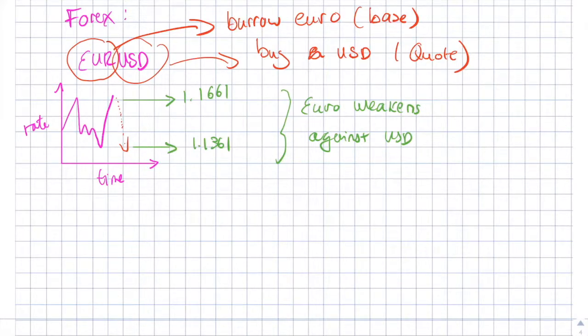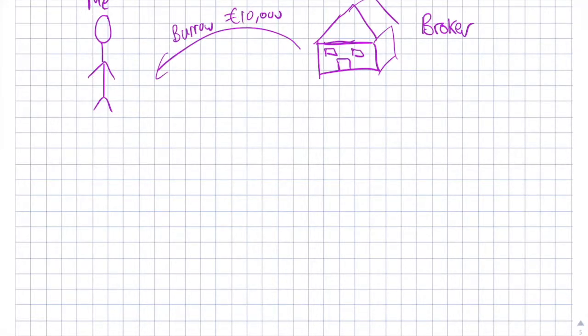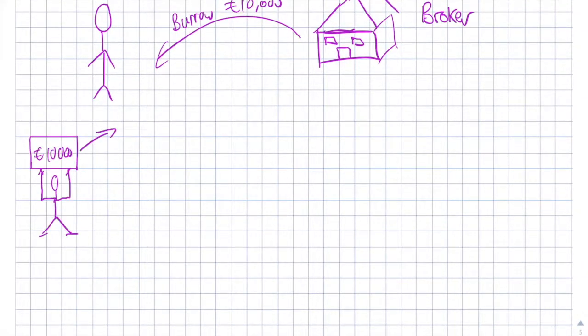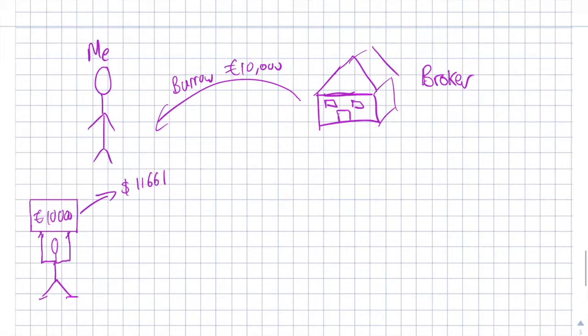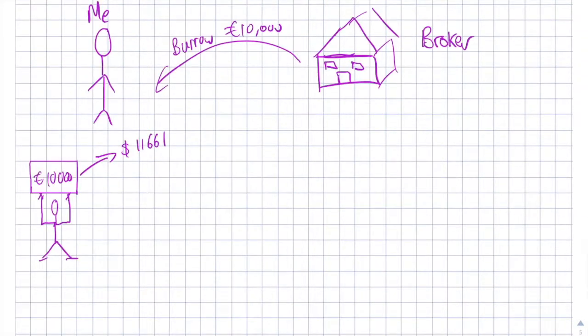So what do you do then? Well, you conduct a similar approach to the one that we explained. Here you are, and you have no money to invest, but you have a broker. So the broker would lend you 10,000 euros, and with that 10,000 euros, you sell it, you get rid of it, and instead you buy $11,661. And you can buy this because of the exchange rate above, which is 1.1661. So now you've bought $11,661. So you've only got dollars now.